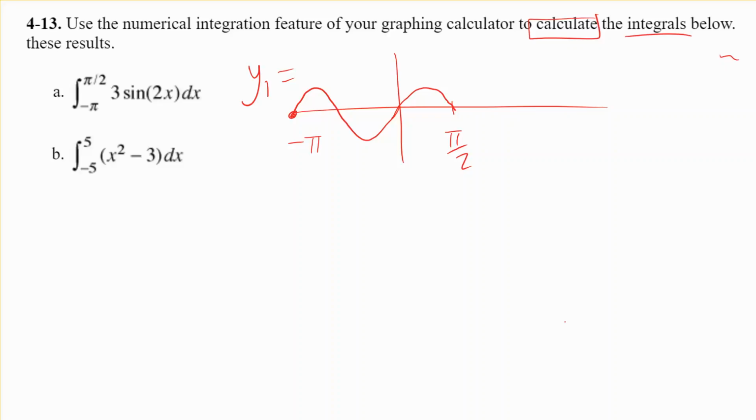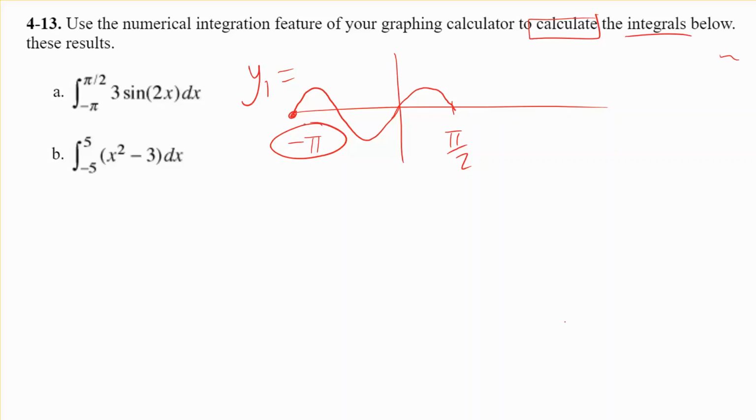So once we've got that in y1, we're going to go second calculate, which is right above trace. And down on number 7 is our integral button. So we're just going to press 7, and it says lower limit. And you just type in negative pi instead of like 3.14.